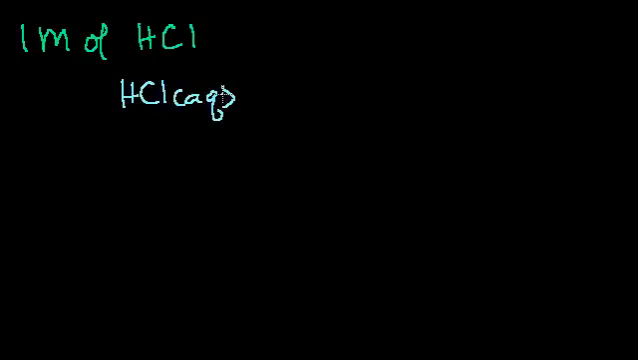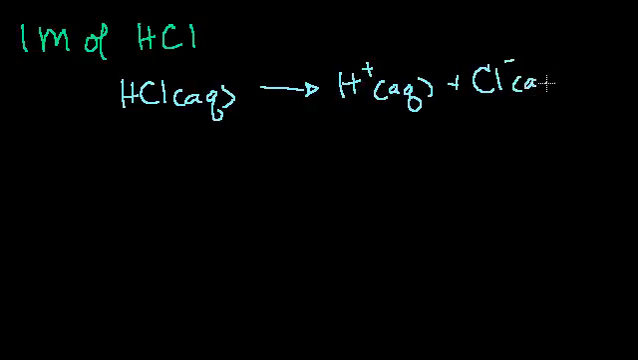Let's say I have 1 molar of, let me pick a strong acid. Let's say it's hydrochloric acid, HCl. And we know, of course, that since it's a strong acid, it dissociates completely. So HCl in an aqueous solution, or a solution of water, dissociates completely into hydrogen ions in an aqueous solution, which is really hydronium. I've said that multiple times. Plus your chlorine anion in an aqueous solution.